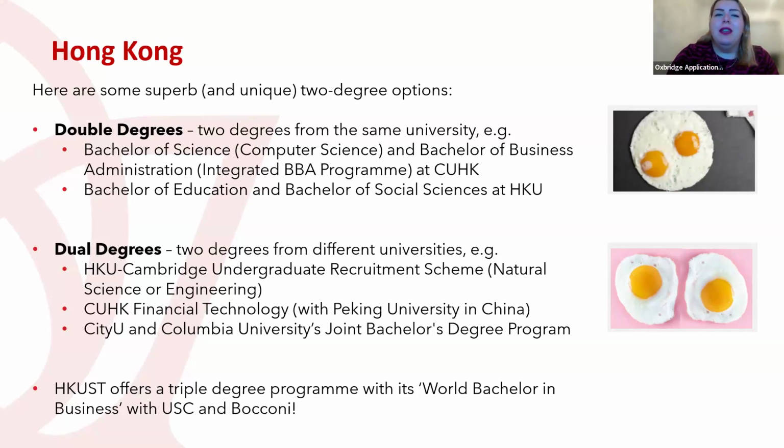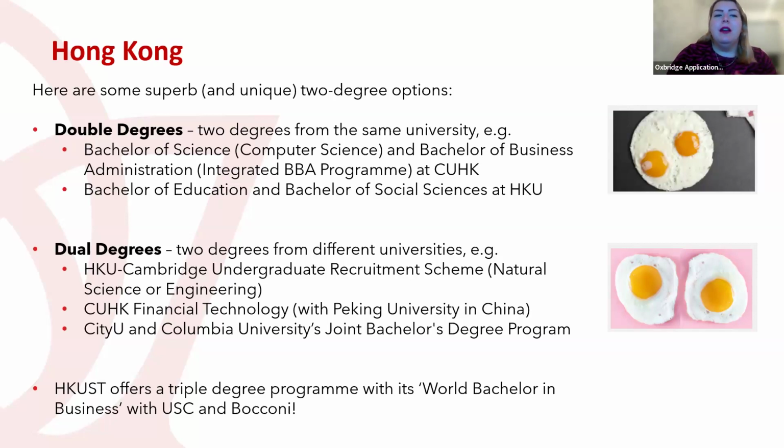But if you're thinking of a 2-degree program, like a degree in history and a degree in politics, then that would stand as two separate qualifications. So let's just go through some examples here, and I'll use the comparison to eggs just to make it a bit easier to understand. You have double degree programs and dual degree programs. Slightly similar wording, but are very different things.